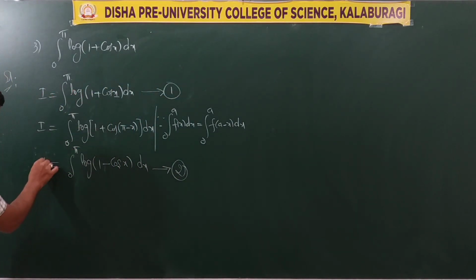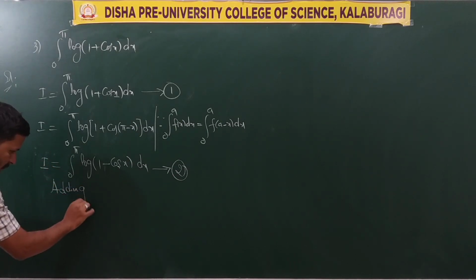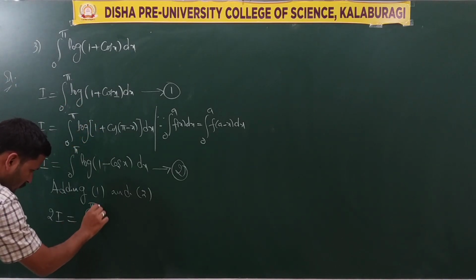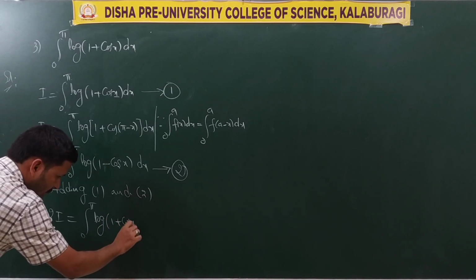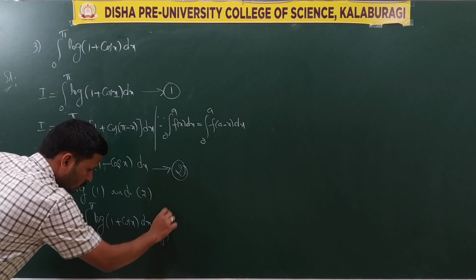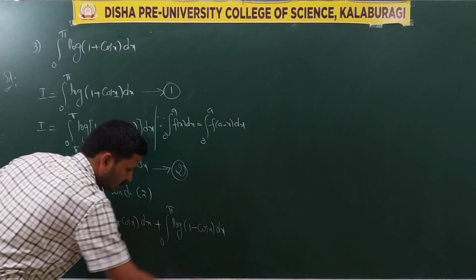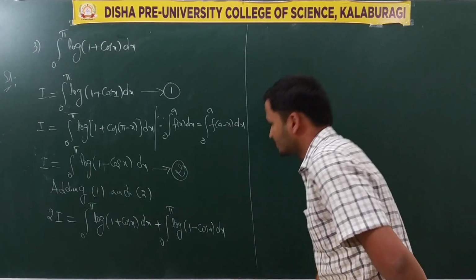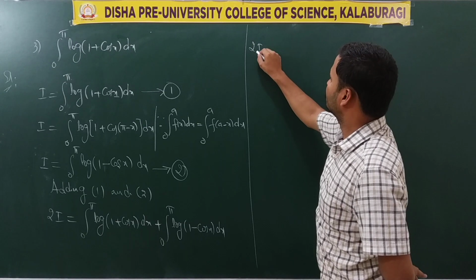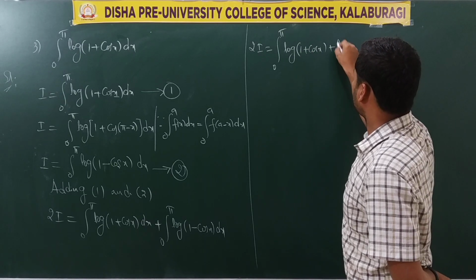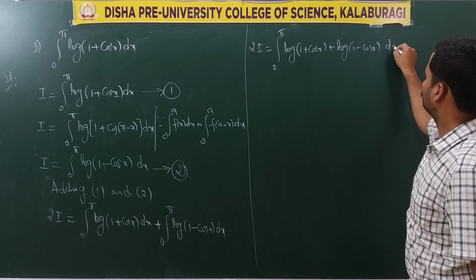Now adding equation 1 and 2, the resultant is 2I, since I plus I is 2I, which is equal to integral from 0 to pi of log of 1 plus cos x dx plus integral from 0 to pi of log of 1 minus cos x dx. The next step is to take the integral common to these two functions: integral from 0 to pi of log of 1 plus cos x plus log of 1 minus cos x, dx.